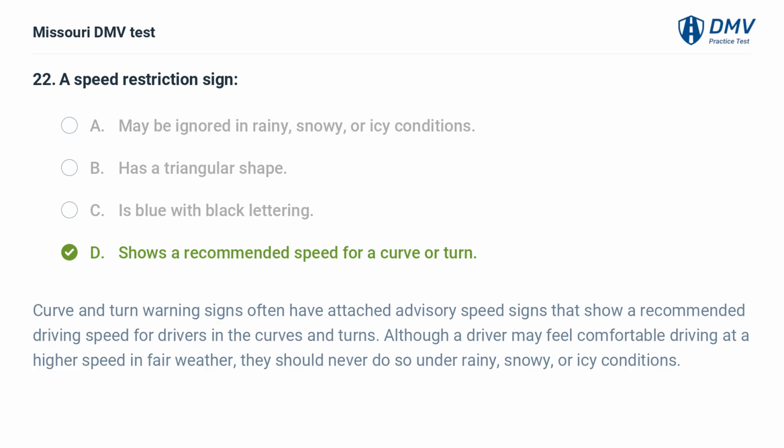Curve and turn warning signs often have attached advisory speed signs that show a recommended driving speed for drivers in the curves and turns. Although a driver may feel comfortable driving at a higher speed in fair weather, they should never do so under rainy, snowy, or icy conditions.